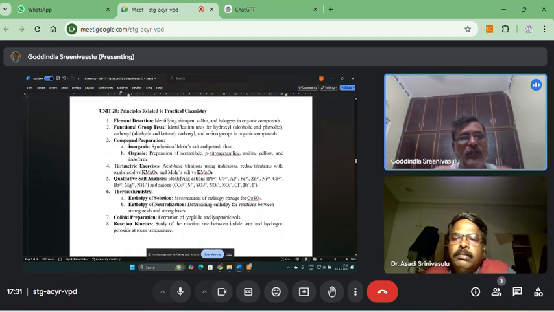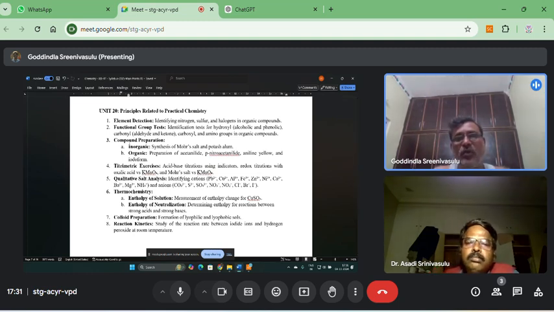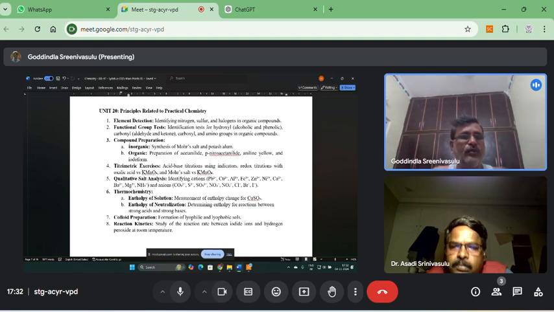qualitative test, whether an element is present or not, to identify that, like nitrogen, sulfur, and halogens in organic compounds. How to identify, how to detect an element. That is called qualitative test. This is in the syllabus. And functional group tests, identifying the test for the hydroxyl group, or alcoholic or phenolic group, or carbonyl group, or aldehyde or ketone group, carboxyl group, amino groups in organic compounds.